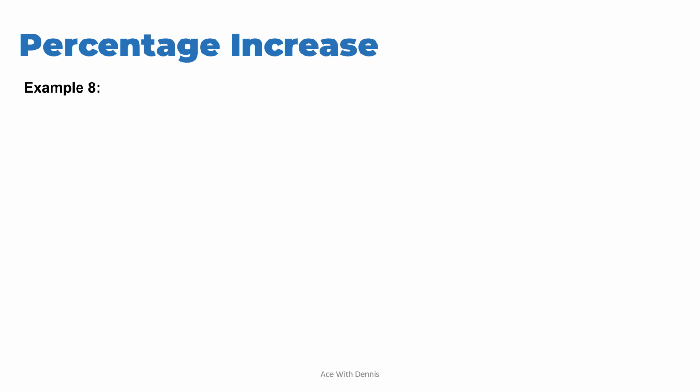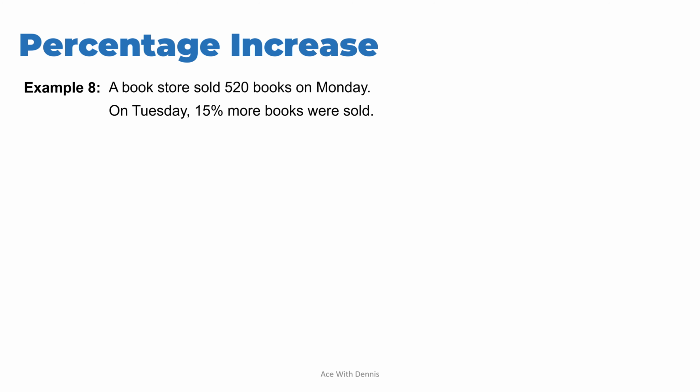Let's see example 8, which more frequently comes out in exams, and also we can see quite frequently similar situations in our daily lives. Here's the question. A bookstore sold 520 books on Monday. On Tuesday, 15% more books were sold. How many books were sold on Tuesday?